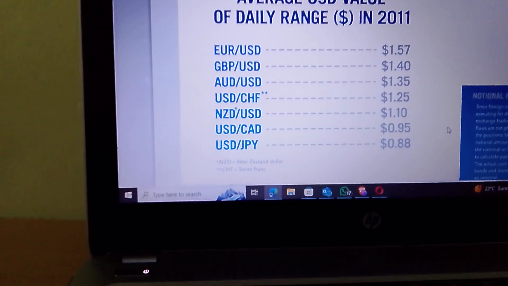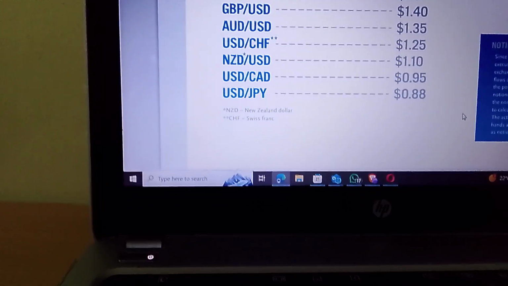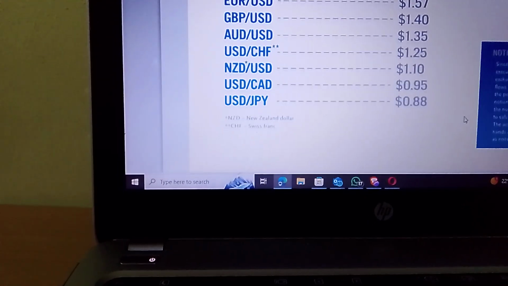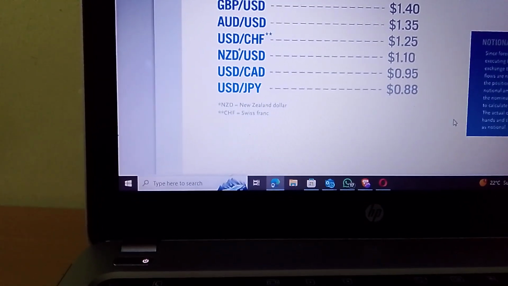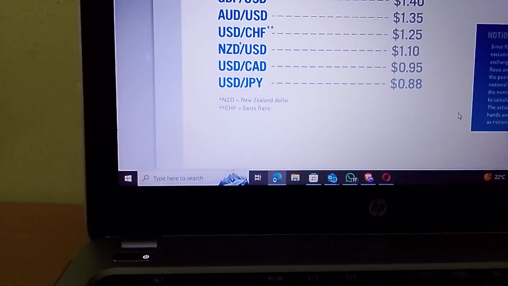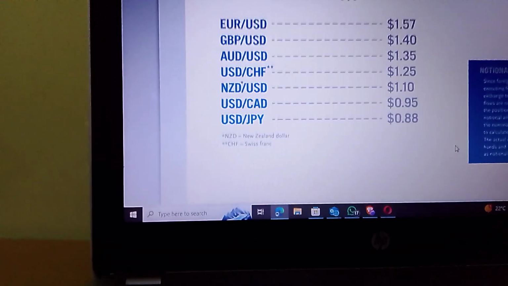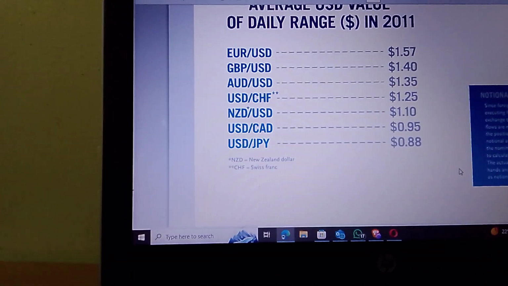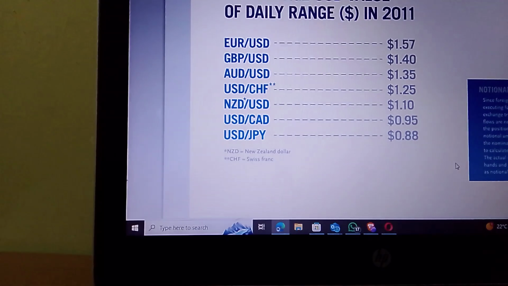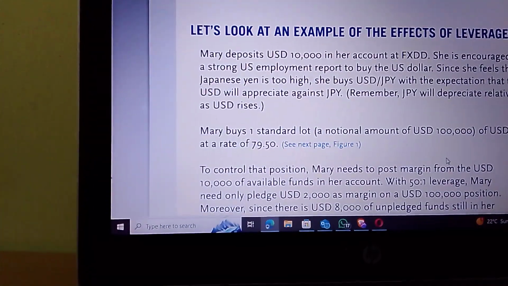Average USD value of daily range in 2011. That's a table which shows in 2011 how the values changed on average per day. We can see the one which moved most greatly was the Euro USD at $1.57 a day, but that's not very big. Let's go on to the next part.